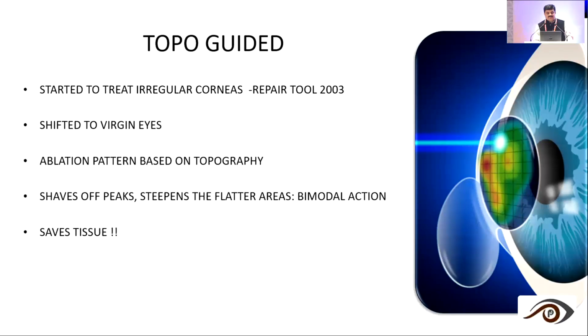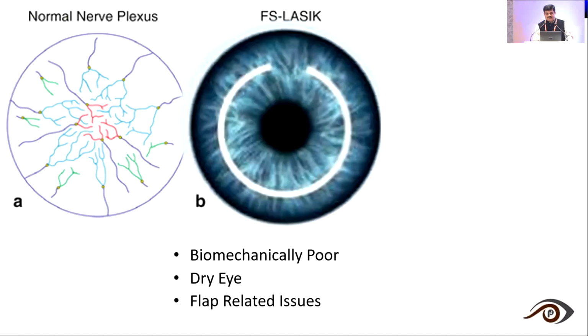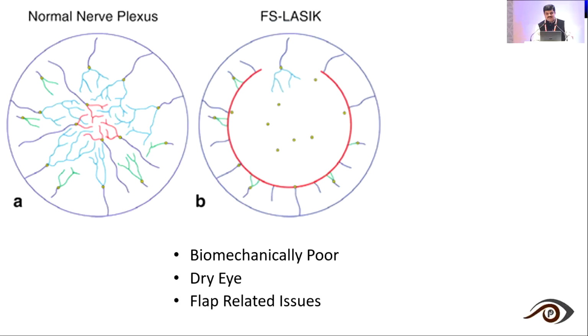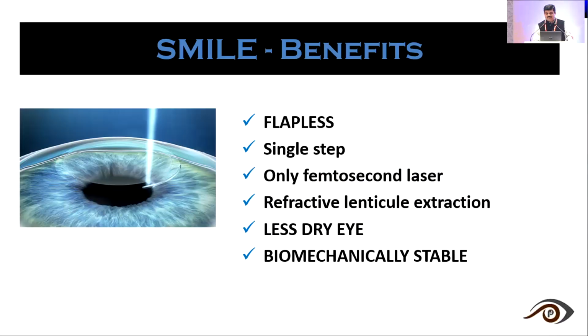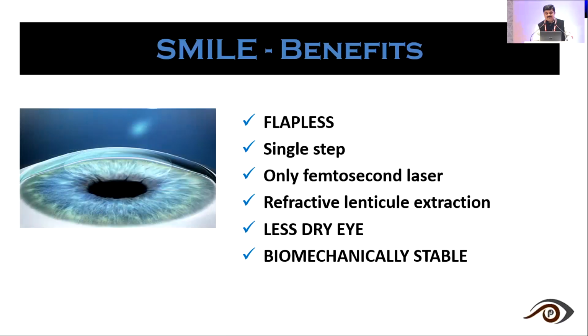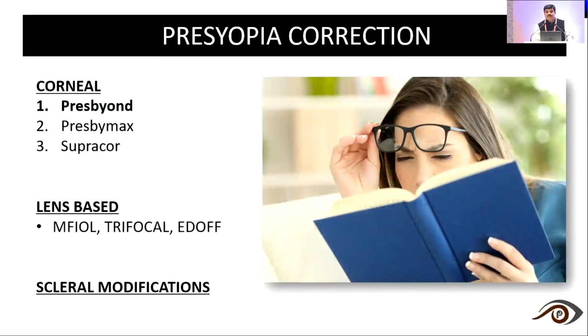Coming to topo guided, it started to treat irregular corneas, with an ablation pattern based on the topography, which saves a lot of tissue. So these are the normal flexes. In femtoLASIK, sometimes because of the cutting of the nerves, there will be poor biomechanical stability, dry eyes and flap-related issues, which have been minimized in Smile. The advantage of Smile is that it is a flapless, single-step femtosecond procedure, with less incidence of dry eye and biomechanically stable eyes.